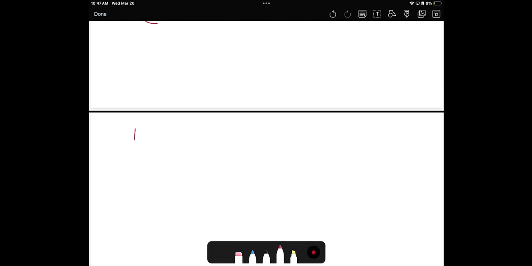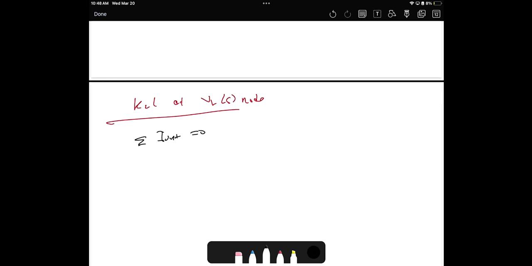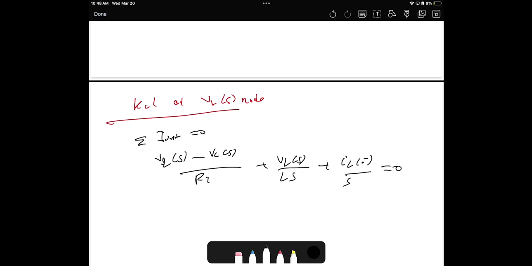So KCL at VL of S. How to do it, which is basically the sum of leaving currents equals 0. Then substitute the values. This will be (VL of S minus VC of S) divided by R2 plus VL of S over LS plus IL of 0 negative divided by S equal to 0.